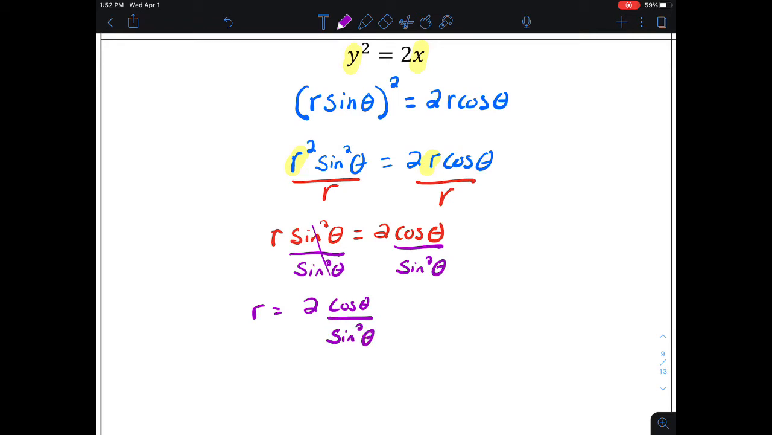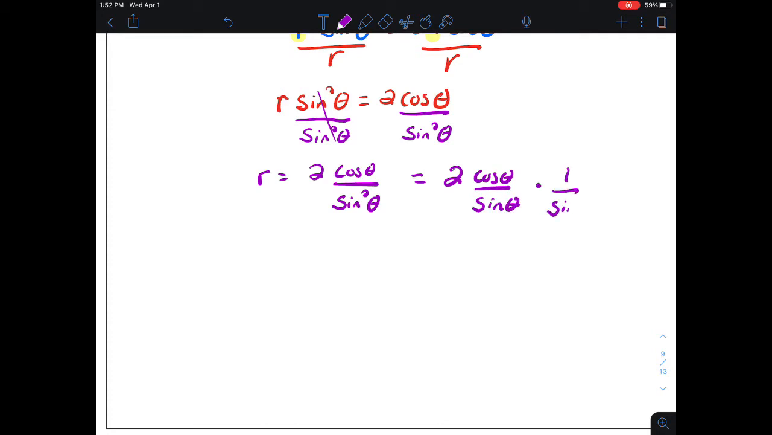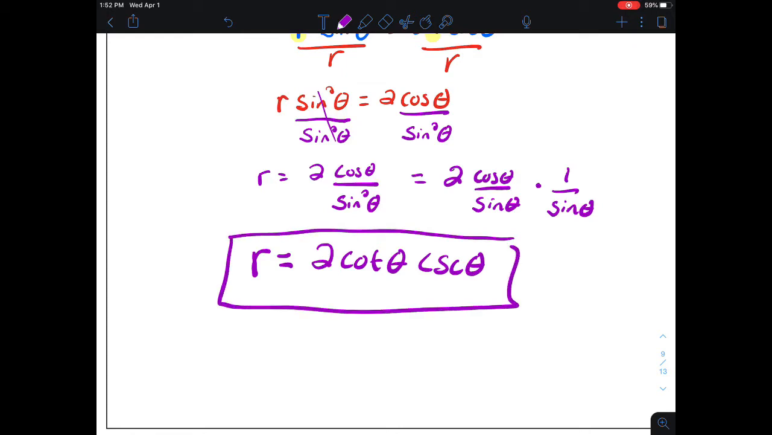Well, that's the same thing as having a cosine being divided by a sine, and multiplying that by another 1 over sine of theta. So I can use some trig identities and say that this problem is equivalent to 2 times cotangent of theta times cosecant of theta. So there's a polar form for that problem.